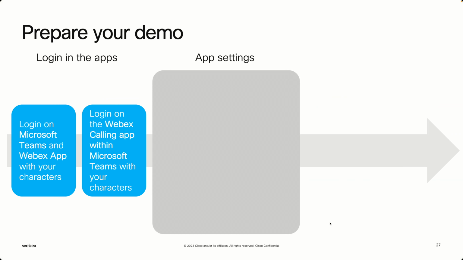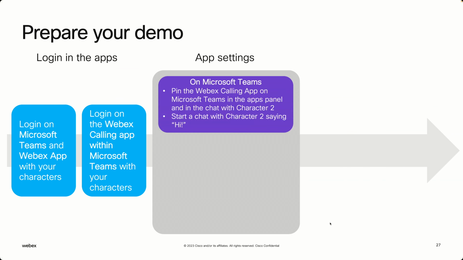App settings. You need to tweak some things here. On Microsoft Teams, something you can do is pin the Webex Calling app on the apps panel and in the chat with character 2. Okay. If you don't do that, you would have to click on the 3 dots and look for the app every time you need to make a call. So it's better if you have it pinned.